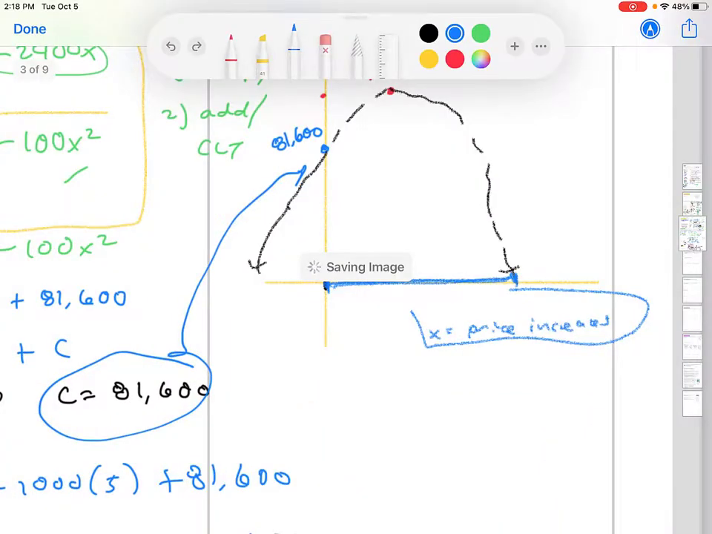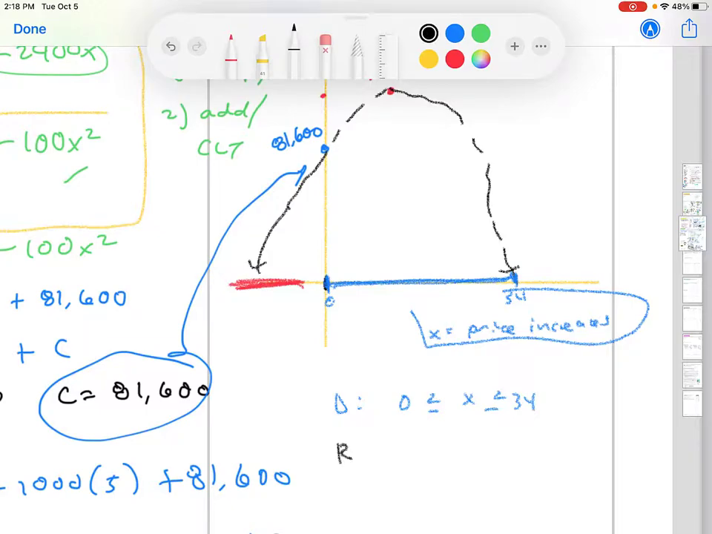Okay, so that's going to be my domain. My domain is going to be 0 to 34. And again, you can't account for the negative side, the red side over here I'm going to draw. Can't have number of increases to be negative.